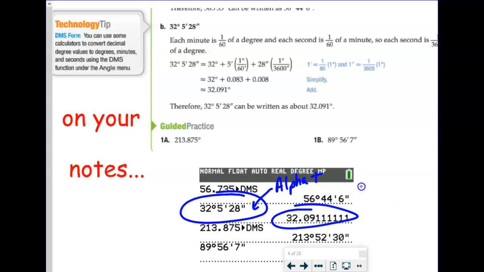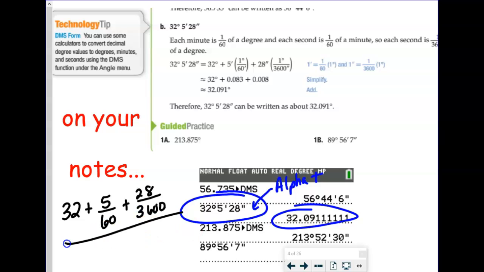But I'm going to show you how I would have done that question, because I really am irritated by having to go to the various menus and places. It bothers me. So I go old school, and I say 32 plus 5 divided by, if I wanted to convert that to a degree, how many minutes are in a degree? 60. And then I take the seconds, which is 28, and I divide that by, how many seconds are in a degree? 3,600. This is what I'd type on my calculator, and it would come out to the same answer.